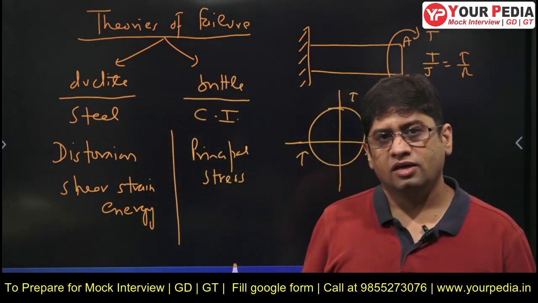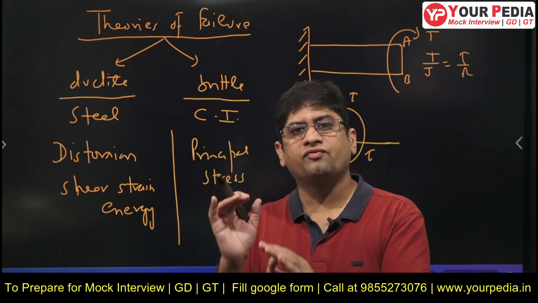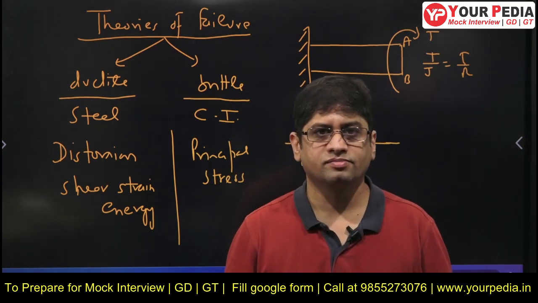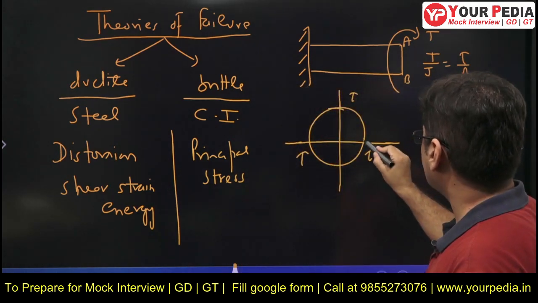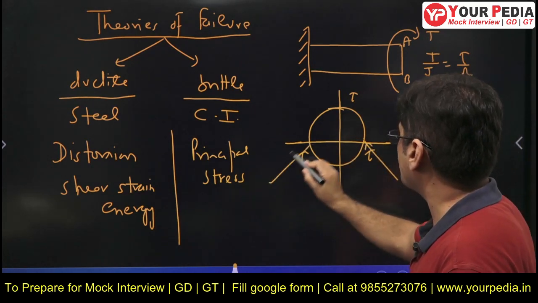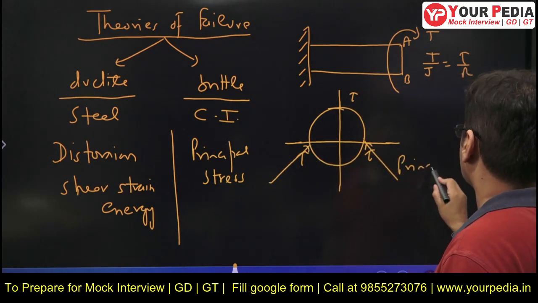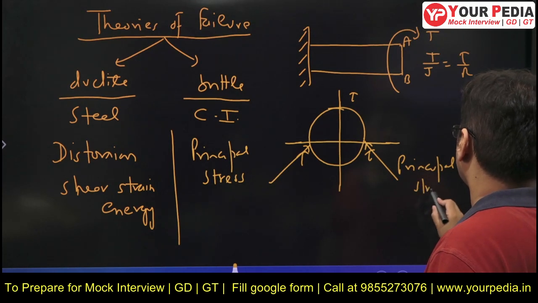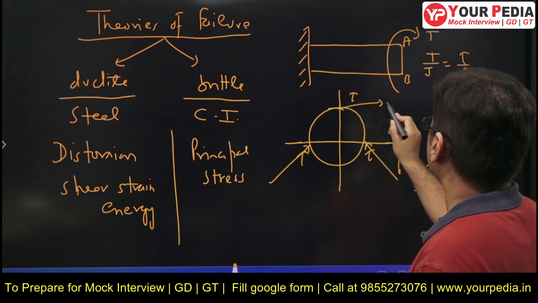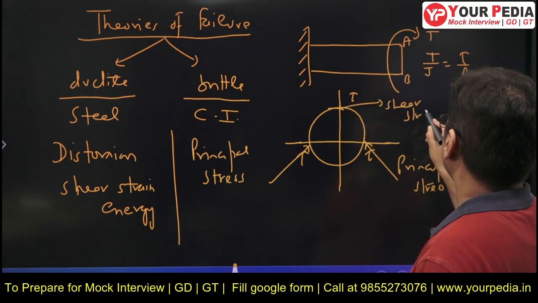Now if it is a ductile material, it will fail because of the shear stress. Now this one is what? This one is the principal stress. This one is also principal stress. These are the principal stresses. This is the shear stress. This is the shear stress.